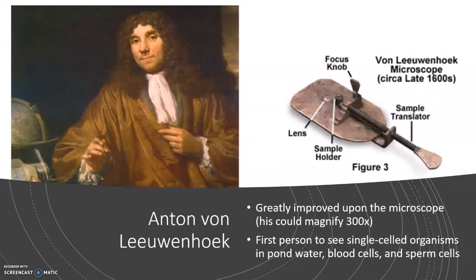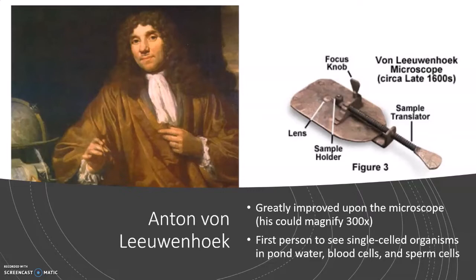The second person to be aware of is Anton Van Leeuwenhoek, and he did not actually invent the microscope, but what he did was he was very, very skilled at grinding his own microscope lenses, so he was able to greatly improve upon the microscope, and you can see here on the slide, he could magnify things up to 300 times, so he was able to see much more clearly the fine level of detail of some of these organisms.